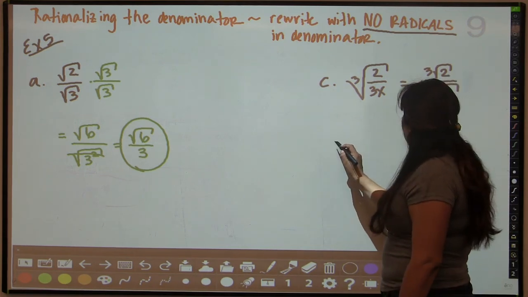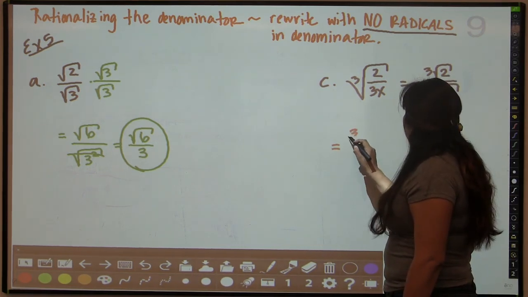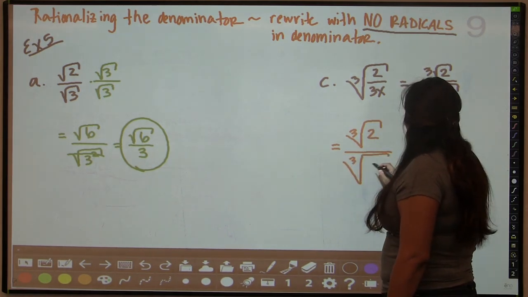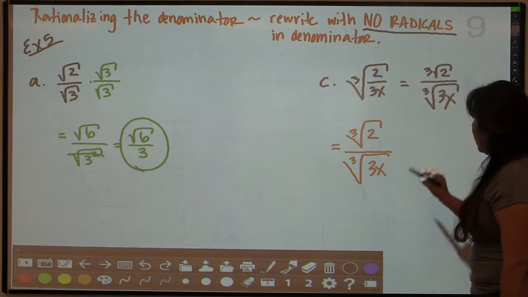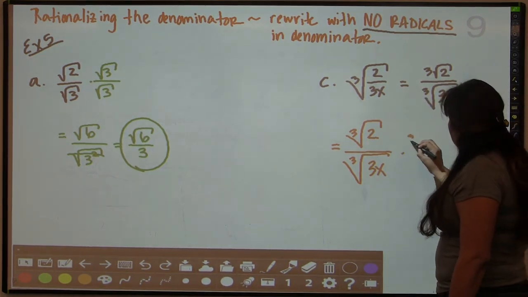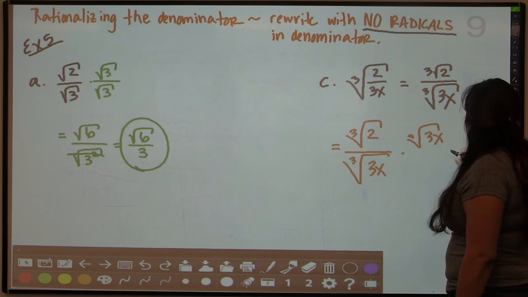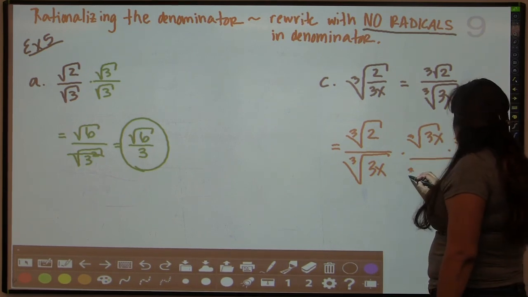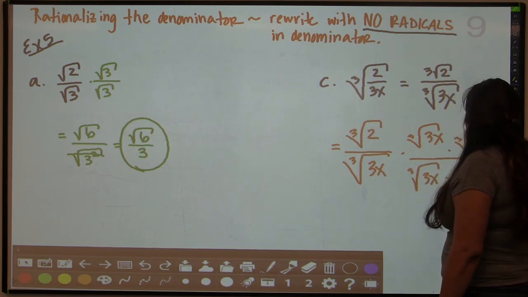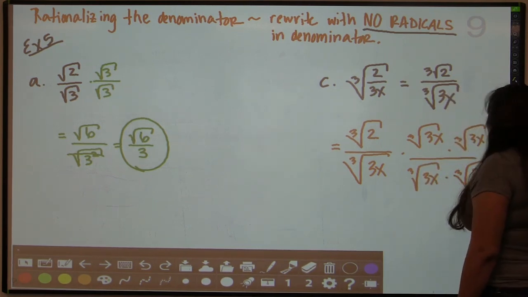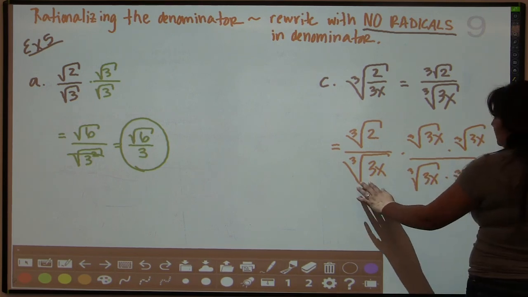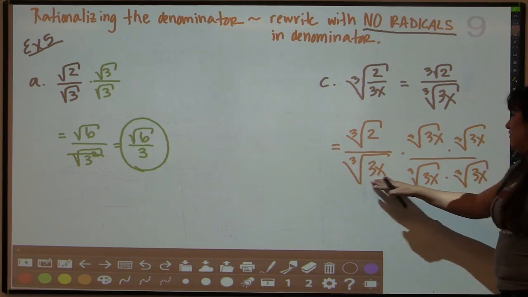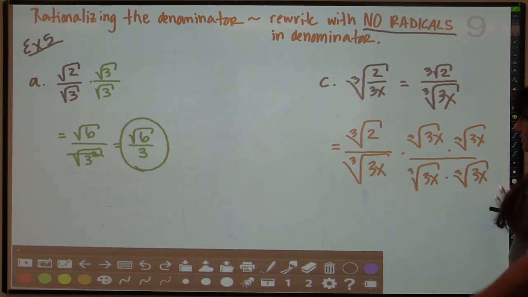So here we go. I'm going to write this out over here now. We started off with 3 root 2 over the cubed root of 3x. So what I'm saying is we have to multiply by cubed root of 3x twice. There we go. I need 3 of them, because that way I'll have it cubed and it'll cancel with the 3. If this was a 4, you would need 4 of them. If it was a 5, you need 5 of them, and so on and so forth.